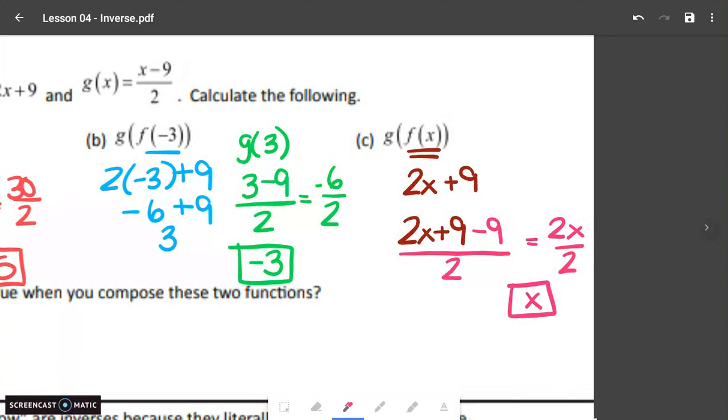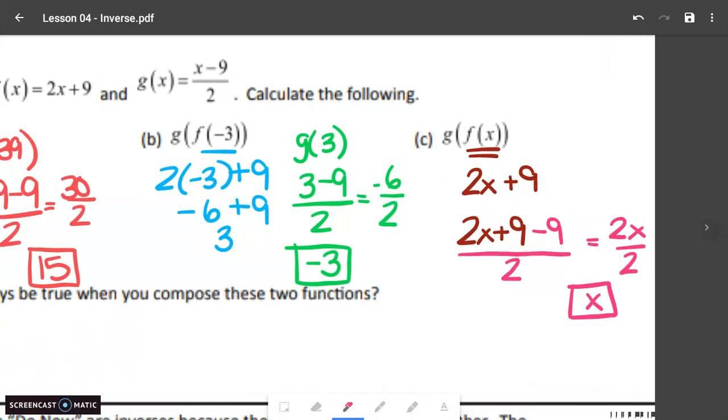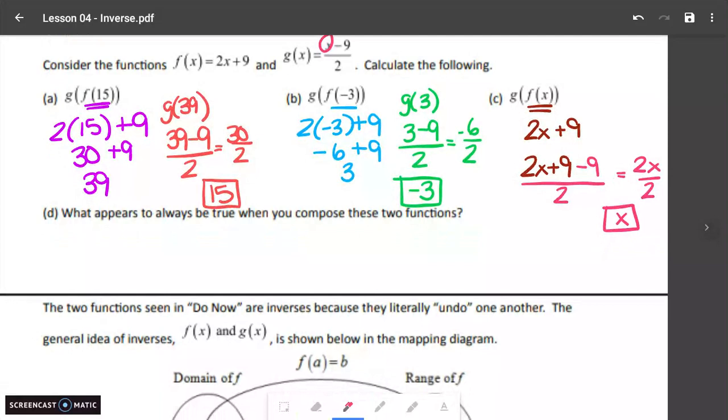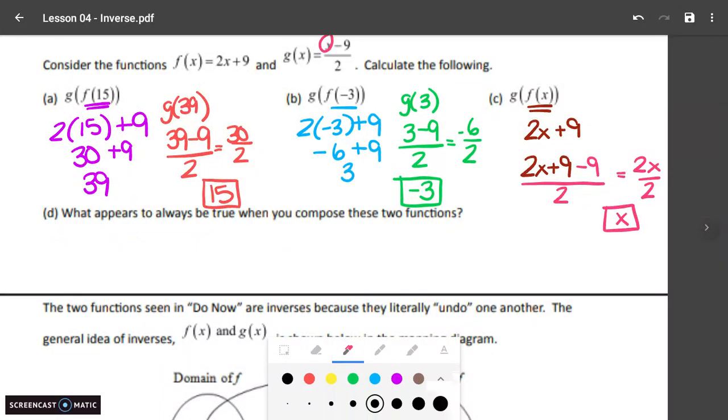For C, it's a little bit weird because we're plugging in x. So we're taking that f of x, which was 2x plus 9, and I'm plugging it into exactly where the x was of this g of x function. So I'm plugging into x, so I still have 2 of x plus 9, subtract 9 divided by 2, and it simplifies to x. So what you should notice for part D here is that every time we plug into both, it's like we undo what we just did in the first part. What appears to be true is that we always end up with what we originally plugged in.